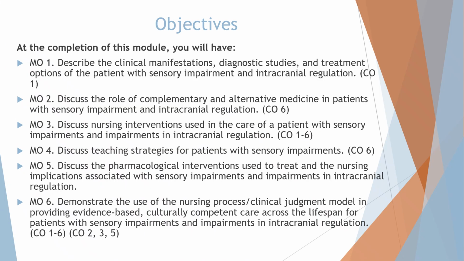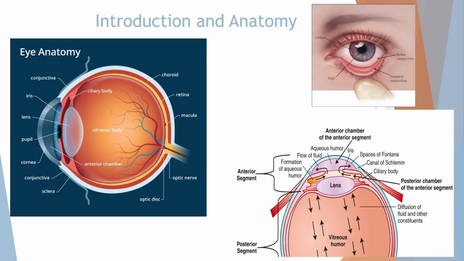Here are your learning objectives. You can read those on your own. This is covering eye disorders, peripheral neuropathy, and seizures. So any type of sensory abnormalities. Right here, we're going to focus on your introduction and anatomy.